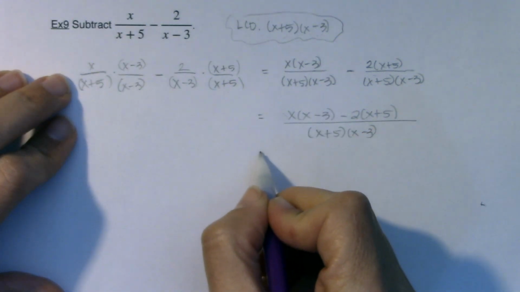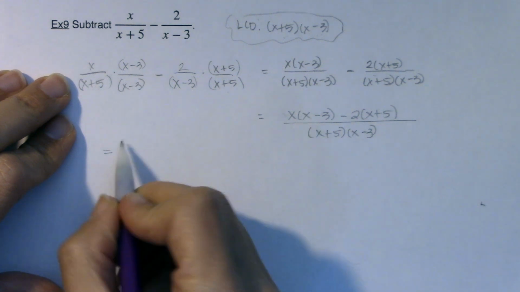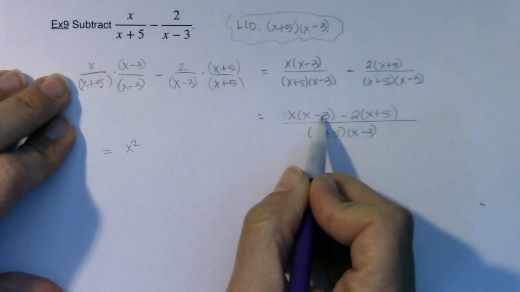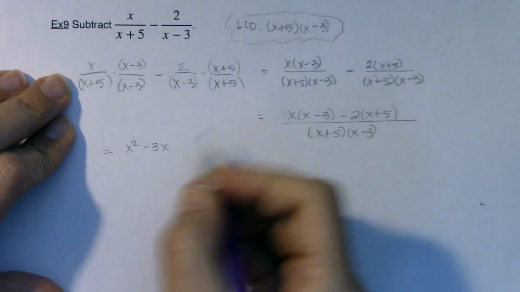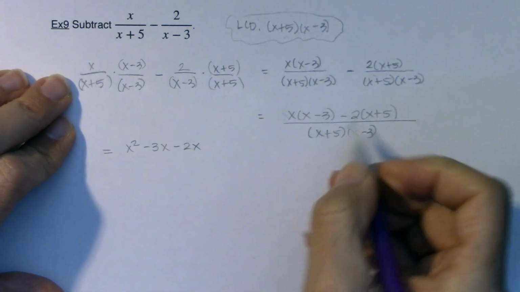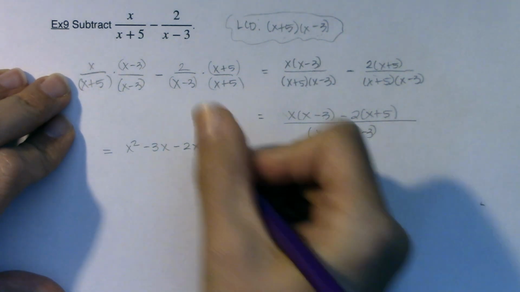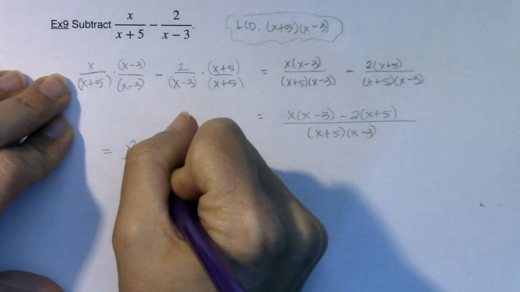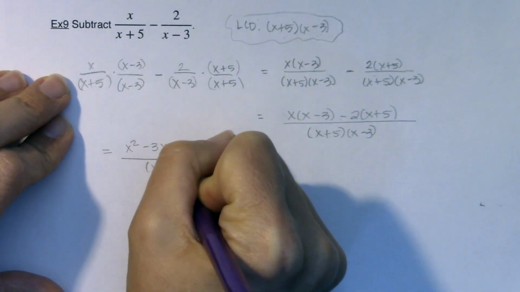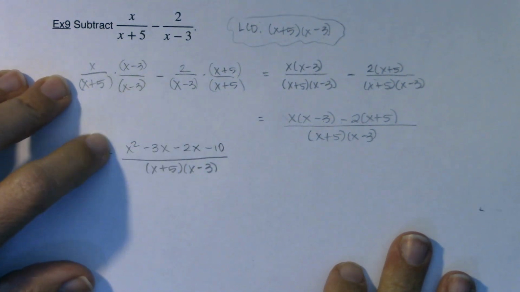So as I start to simplify this, I'm going to move this over here just so I have a little bit more space. All right, x times x is x squared. x times negative 3 is minus 3x. Negative 2 times x is negative 2x. And then please remember to distribute that negative 2 to that positive 5, ultimately for a negative 10. And then I keep (x plus 5)(x minus 3). So we're just going to keep on simplifying that numerator.